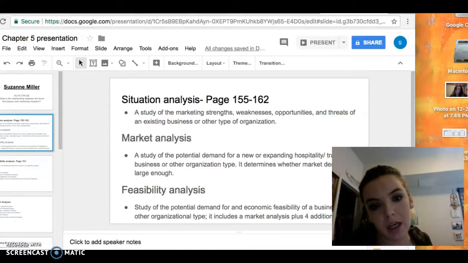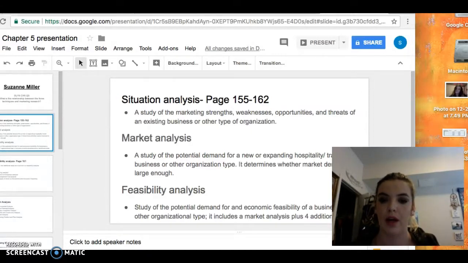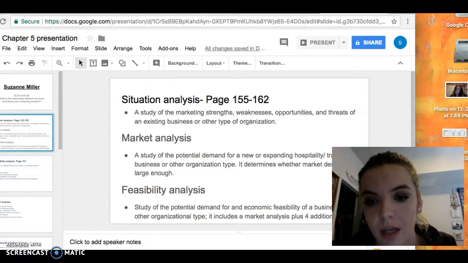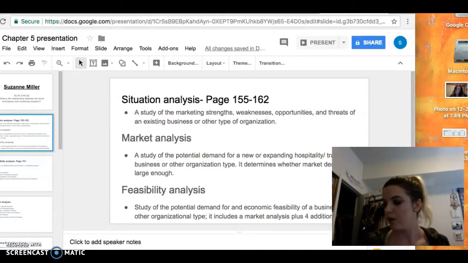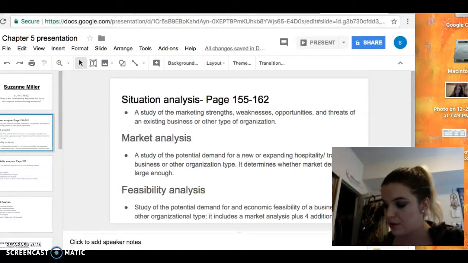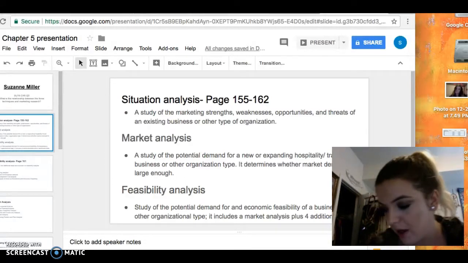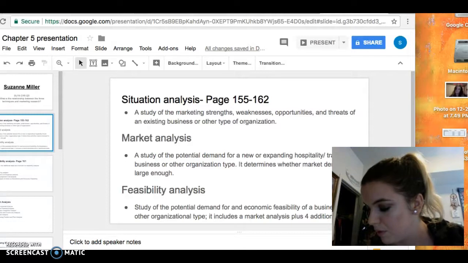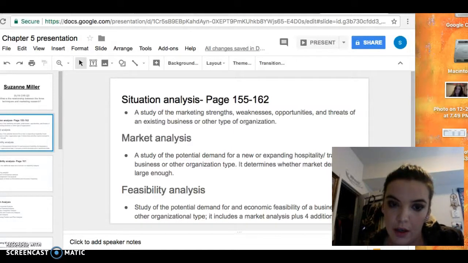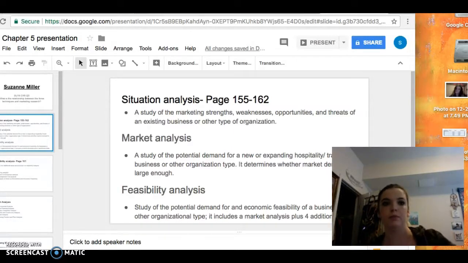Feasibility analysis is the study of the potential demand for and economic feasibility of a business or organizational type. It includes a market analysis plus 4 additional steps. If you're like me, you're wondering what the 4 additional steps are. It looks at the total investment required to start a business and the expected financial returns. Market and feasibility analyses are done for a new business or organization that people are considering starting or expanding, so it basically means starting from the ground and building up.